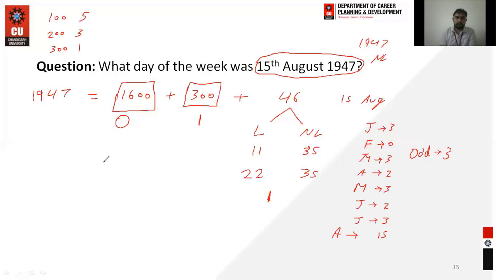So in total I will be having 0 plus 1 plus 1 plus 3. Total 5 odd days. 5 corresponds to Friday. So our Independence Day, that is 15th August 1947, falls on Friday.